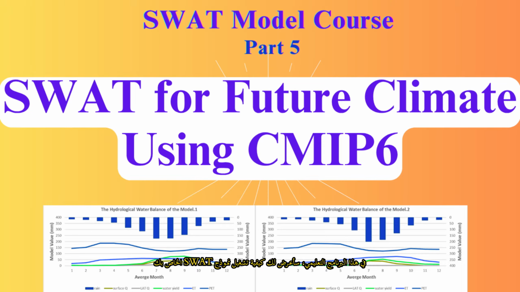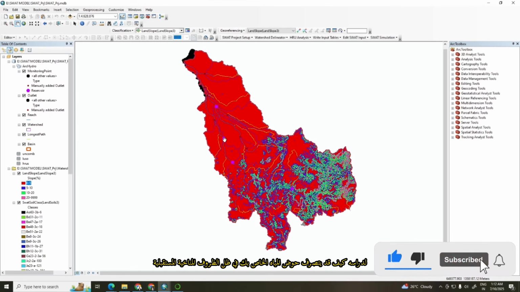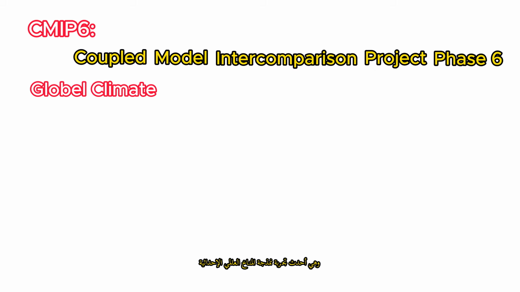In this tutorial, I will show you how to run your SWAT model for future climate scenarios using CMIP6 climate data. After completing calibration and validation, it's time to project how your watershed may behave under future climate conditions. CMIP6 stands for Coupled Model Intercomparison Project Phase 6, and it is the latest coordinated global climate modeling experiment.